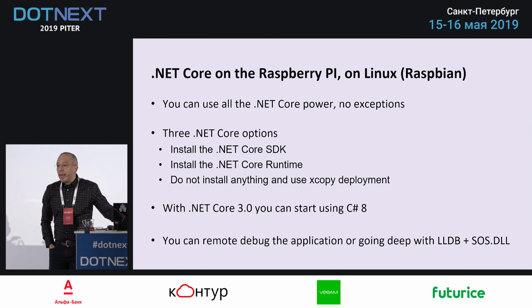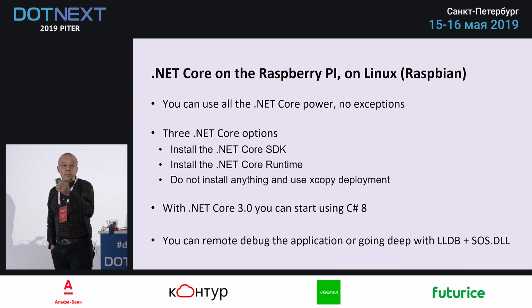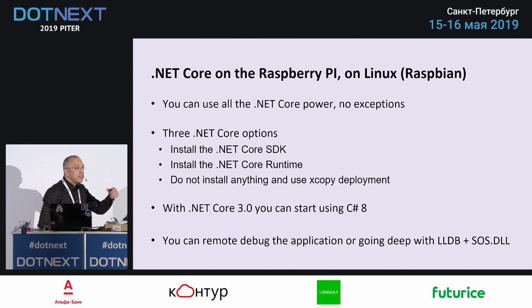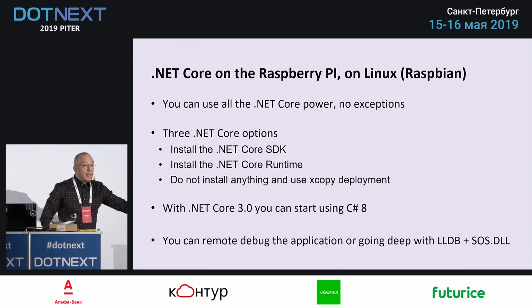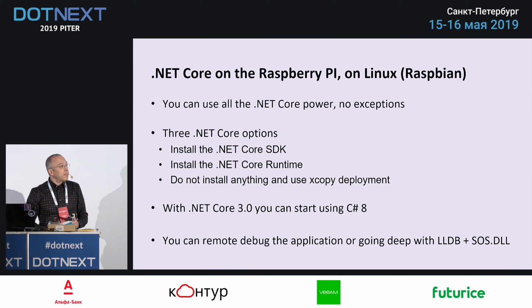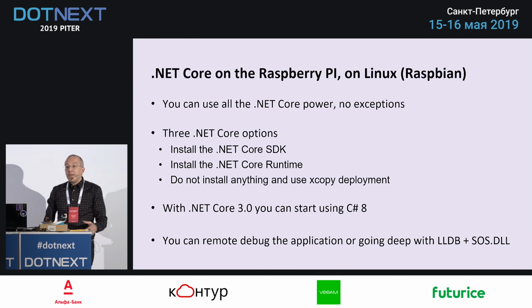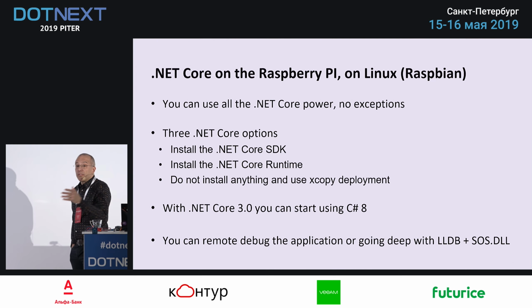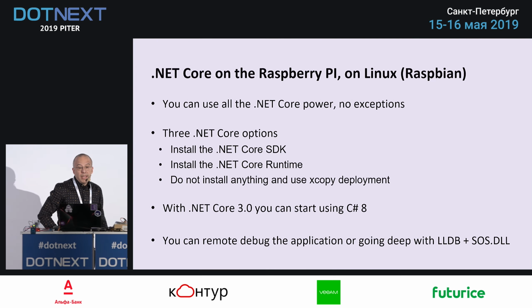You take the plain Raspbian distribution and then Xcopy. So you just move using SSH the files that include everything, including also the .NET Core runtime, the CLR. So you have the so-called self-contained deployment. But there is more, and we will talk a bit later.